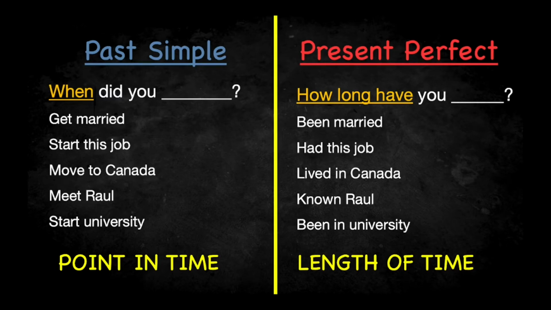For example, when did you get married? I got married in 2018. It's a specific point in time. Whereas if I ask you, how long have you been married? Then you say, oh, I've been married for 4 years. And this refers to the length of time that you have been married.